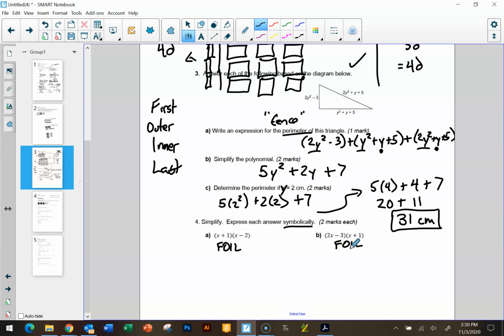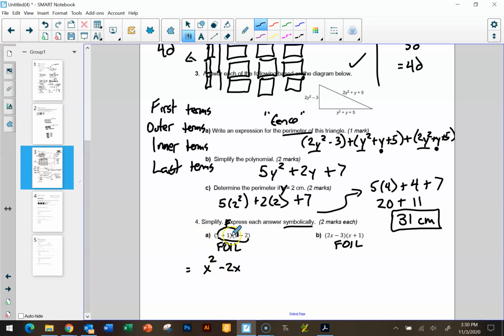What FOIL means is you do the first terms, then the outer terms, then the inner terms, and then the last terms. Okay? So our first terms are x times x. Those are the first in each of those groups, each of those brackets. So x times x is x squared. Okay, now we do the outer terms. So the outer terms are going to be the x and the negative 2, right? The furthest out. So that's going to be negative 2x.